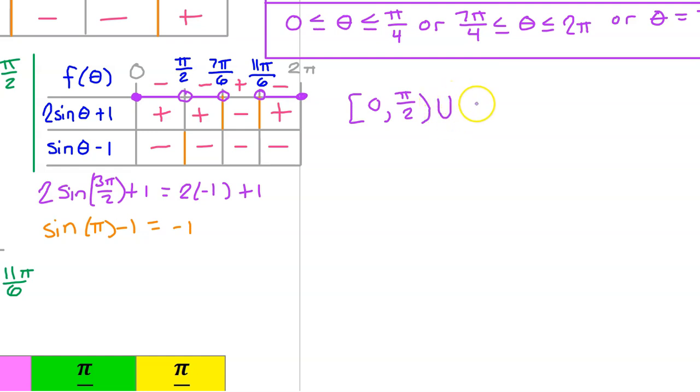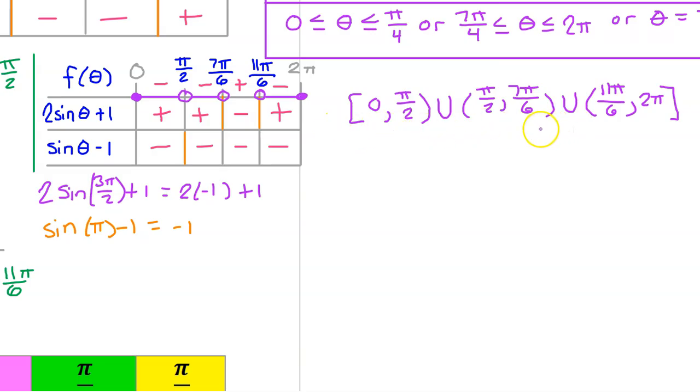And then I'm going to say union. And then here comes the next interval, parenthesis pi over 2 to 7 pi over 6 with another parenthesis. And then union again. And then we have the third interval from 11 pi over 6, which gets a parenthesis to show that it is not included, to 2 pi with a bracket to show that 2 pi is included.